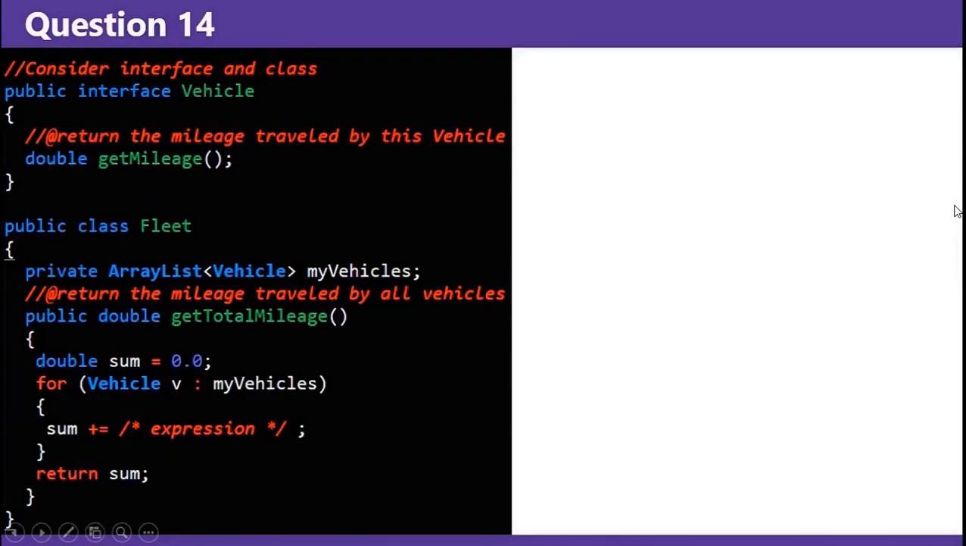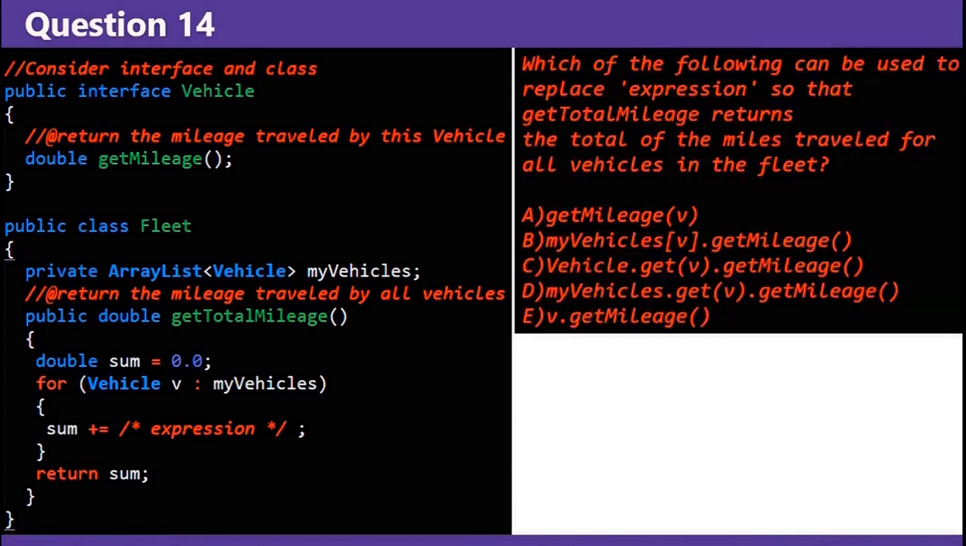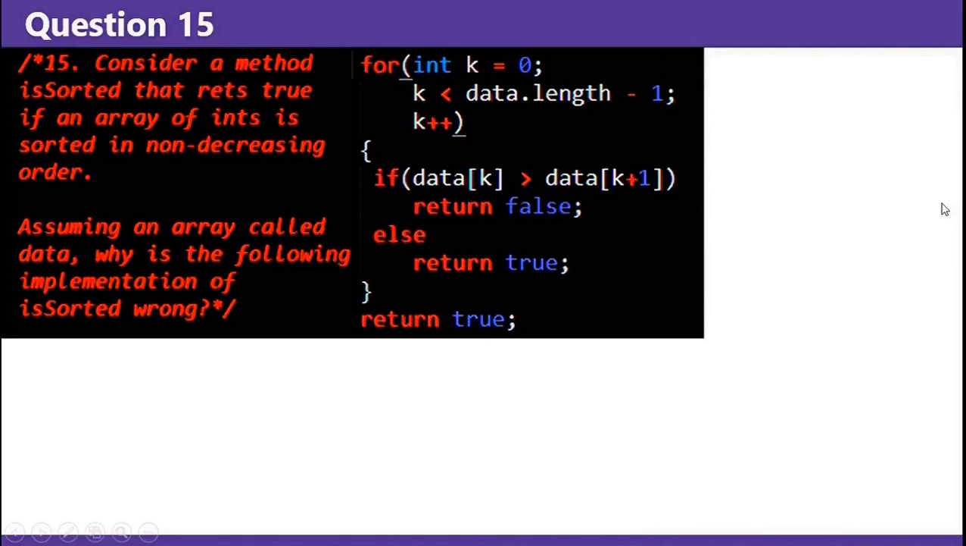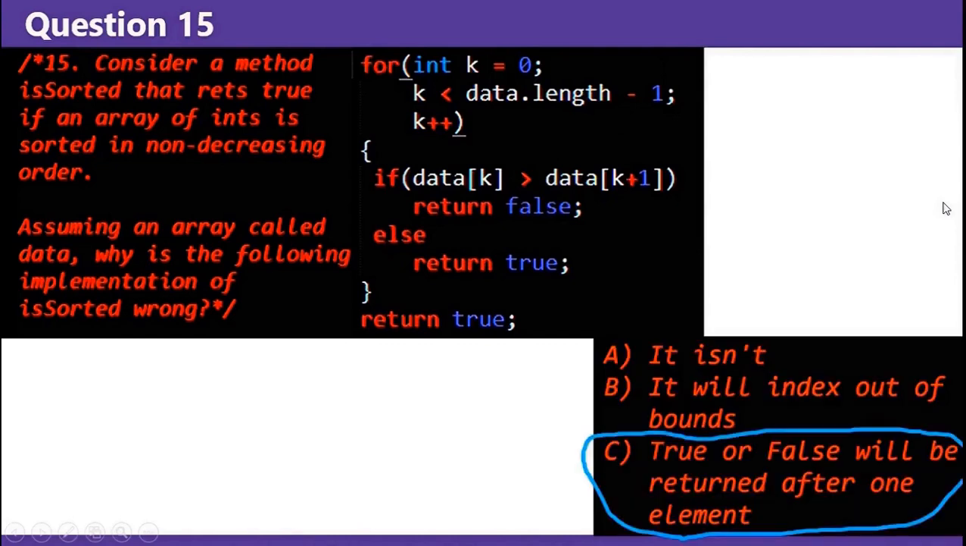Question 14's code presents an interface in a class. A, B, C, and D are incorrect, since they either do not call get mileage or do not consider V as a vehicle. Thus, E is the correct answer. Question 15's code presents a flawed is-sorted method that only checks the first element before making a decision. Therefore, the answer is C.